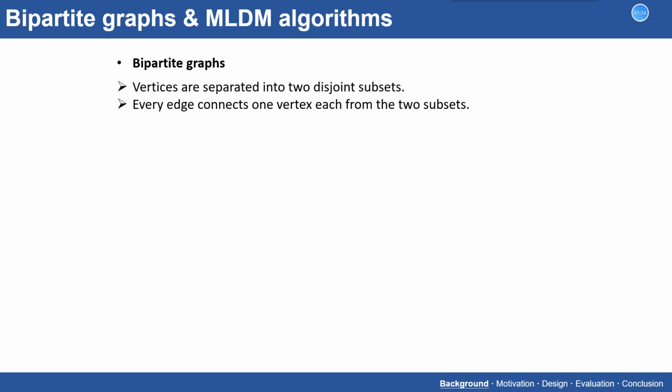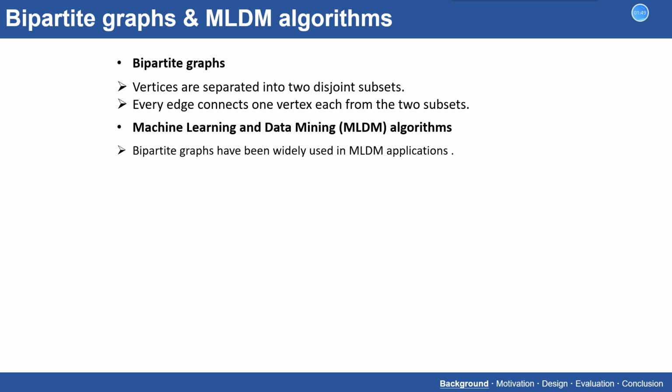Next, we will introduce bipartite graphs and machine learning and data mining algorithms. In a bipartite graph, the vertices are separated into two disjoint subsets, and every edge connects one vertex each from the two subsets. Bipartite graphs have been widely used in machine learning and data mining applications.